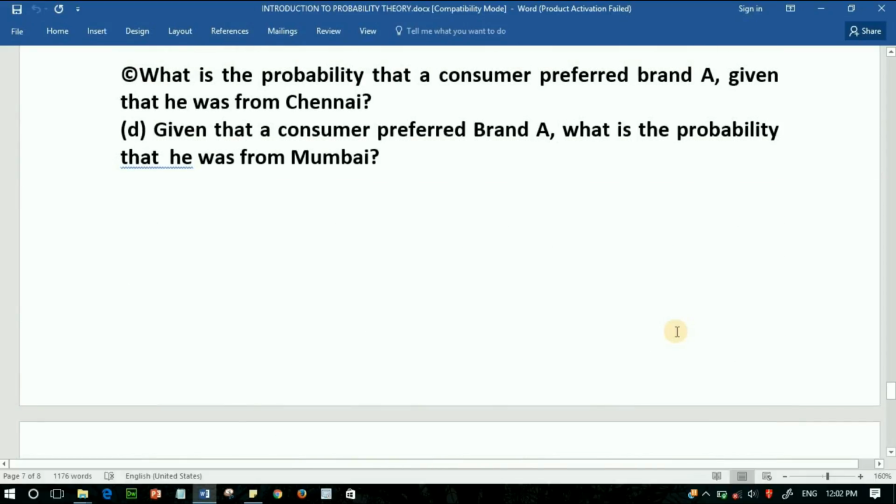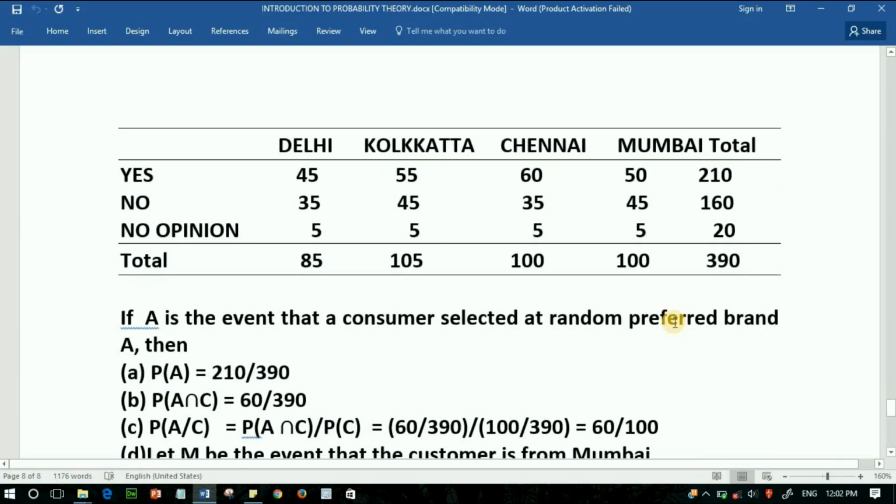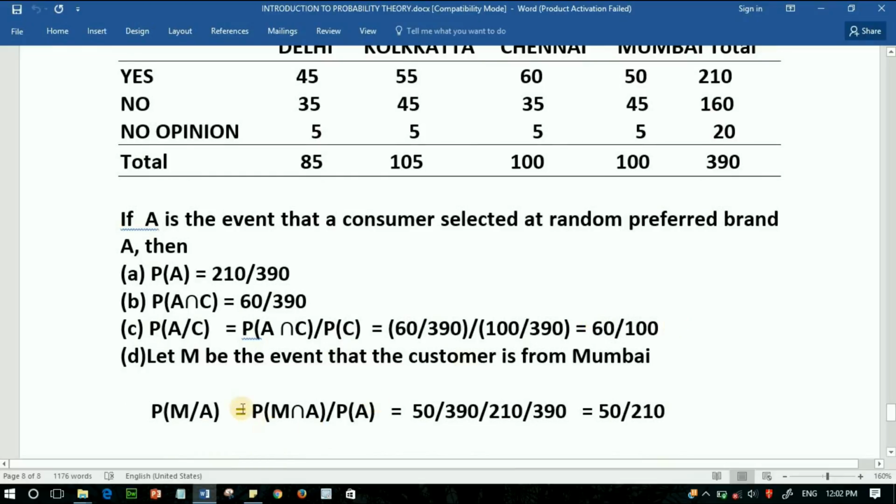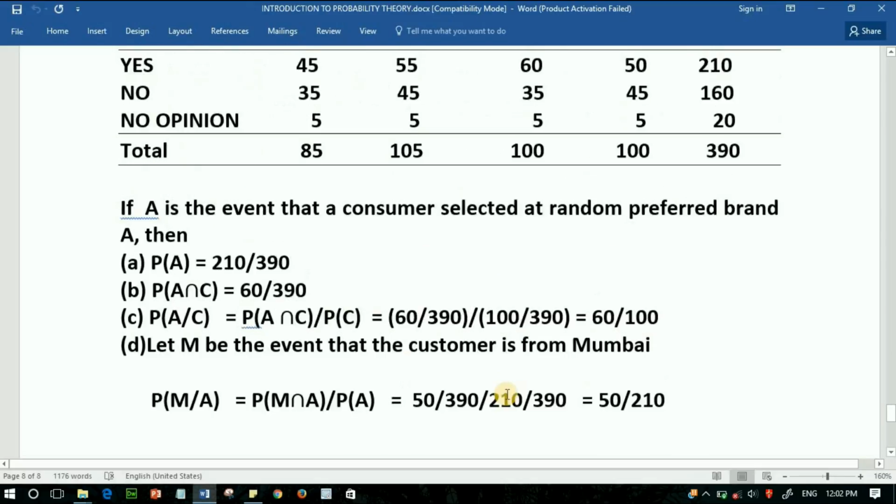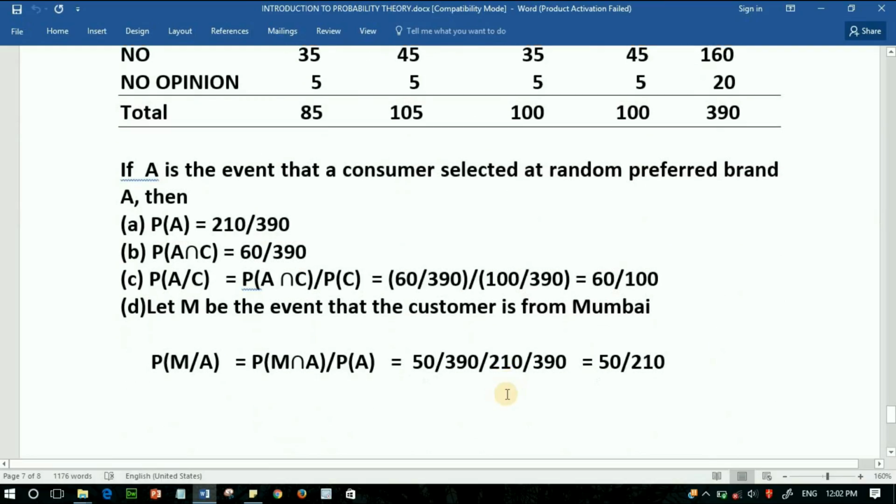Then the last question: given that a consumer preferred brand A, what is the probability that he was from Bombay? Here M is the event that the customer is from Bombay, and the preference is given. So probability of M given A is equal to probability of M intersection A divided by P of A, that is 50 by 390 divided by 210 by 390. The answer is 50 by 210.